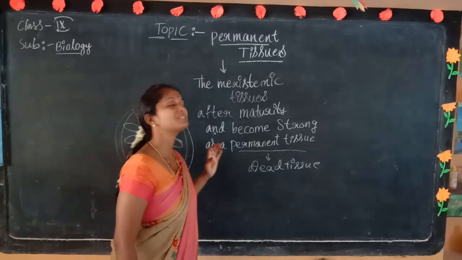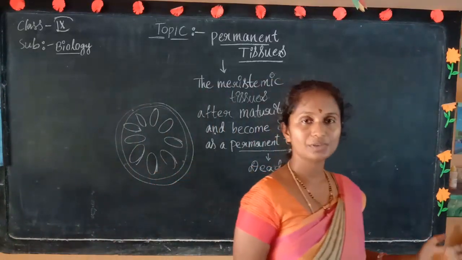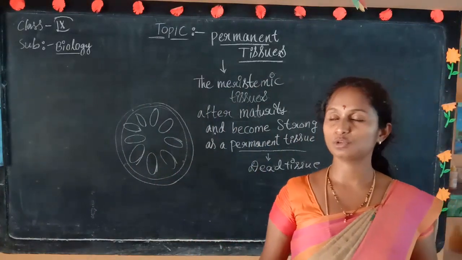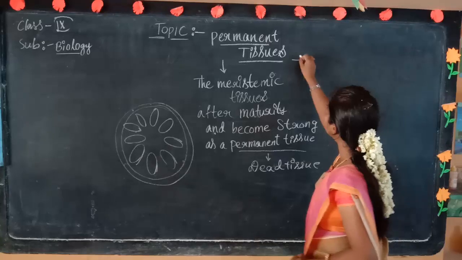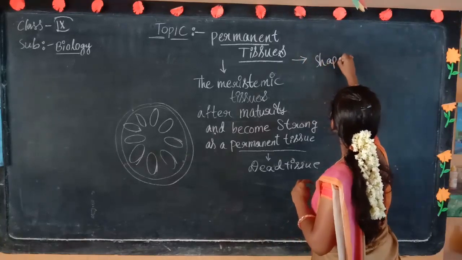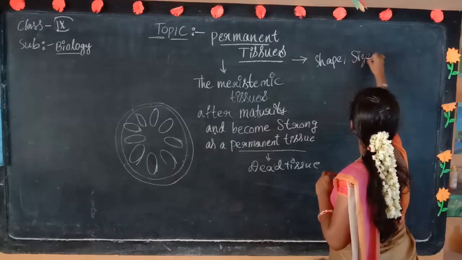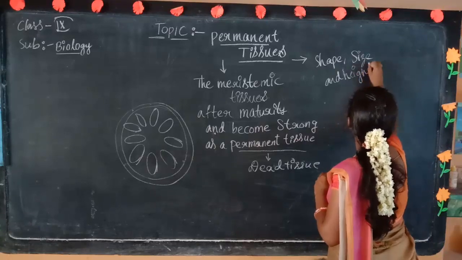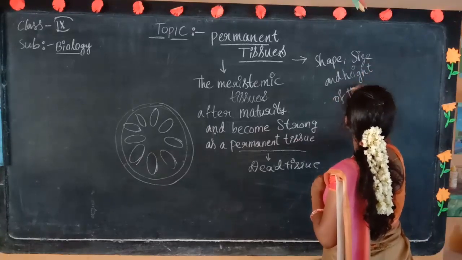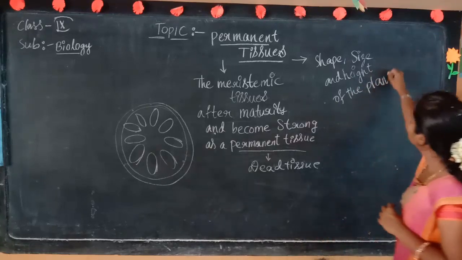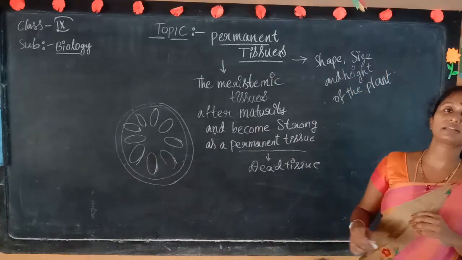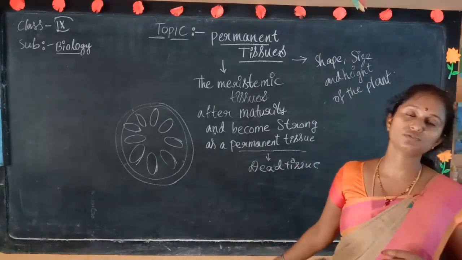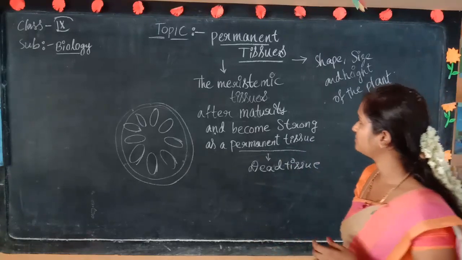And how we are going to see the permanent tissues with the help of an activity, now we will see. The permanent tissue is what gives the shape, size and height of the plant. The permanent tissues are helpful for the plant to give its shape and size. And how we can check the permanent tissues with the help of the activity, now we will see.